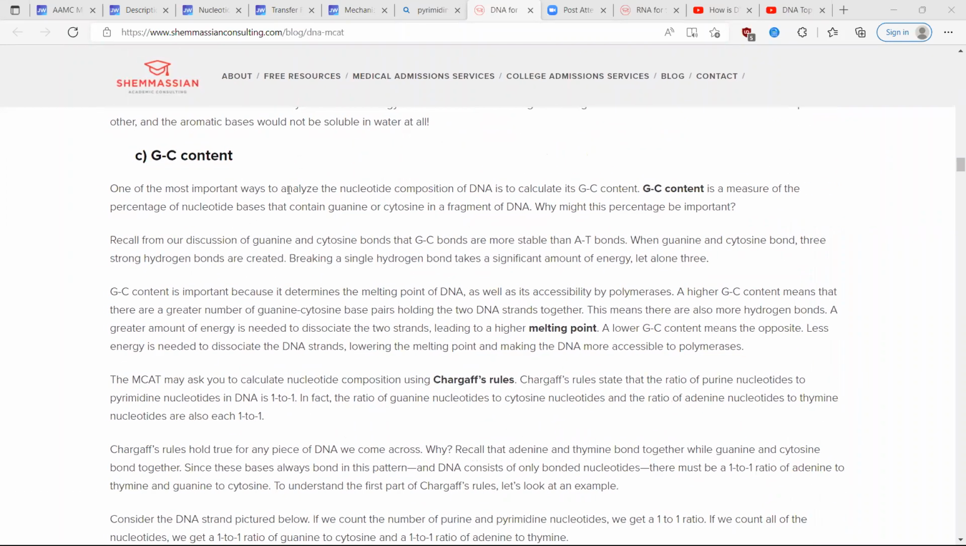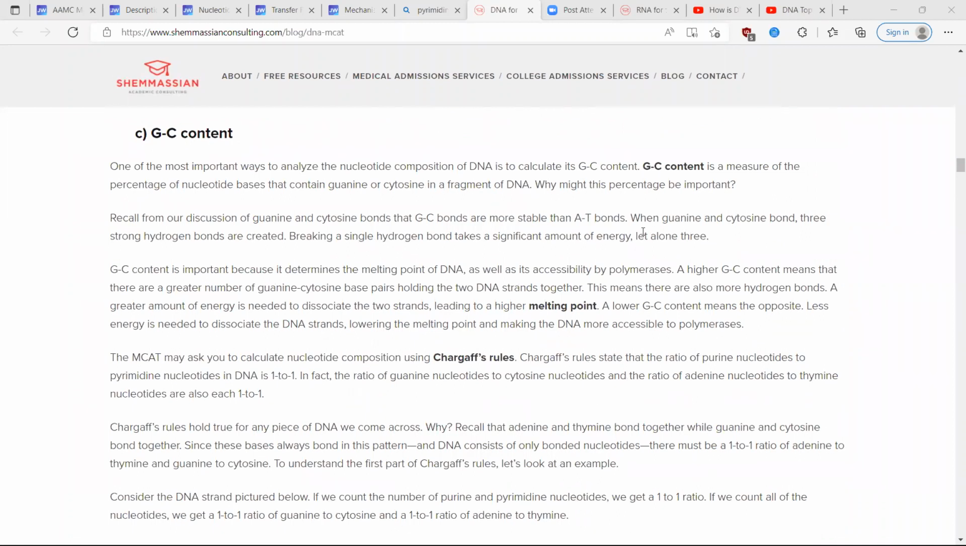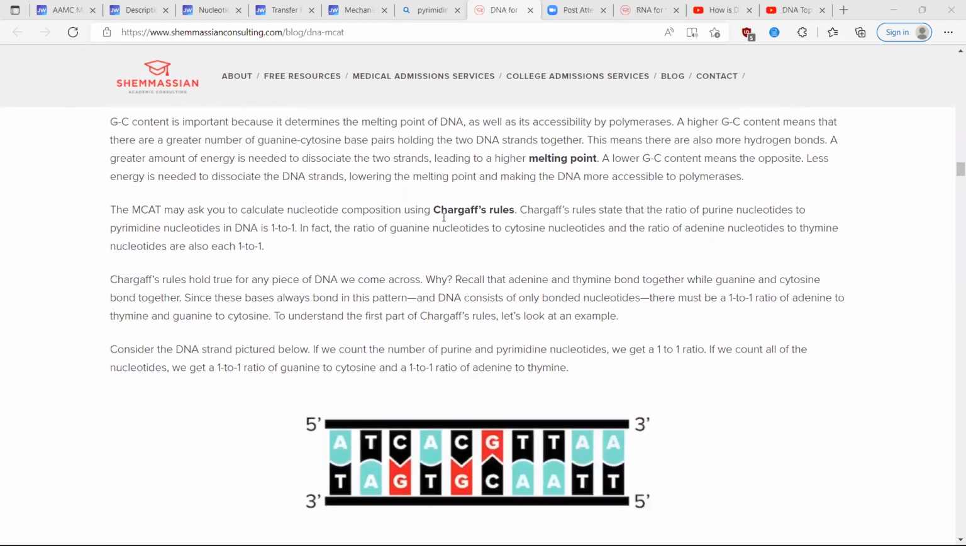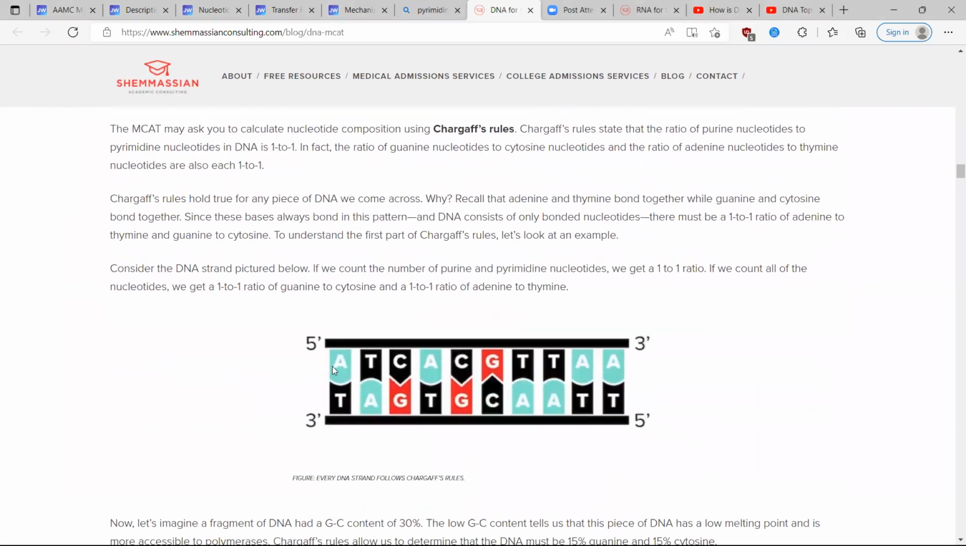And we talked about GC content. We talked about how it's more stable than AT. Chargaff's rules are basically just a math thing where, since you have an A, it has to connect to a T. If you have a T, it has to connect to an A. If you have a C, it has to connect to a G. There are exceptions to this, but they're not going to test you on exceptions.